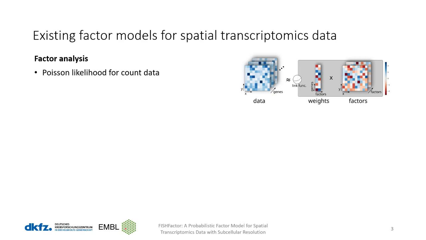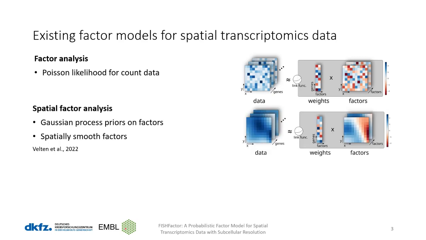This is, however, not necessarily appropriate for spatial data, because, for example, gene expression profiles are expected to be more similar at points that are close than at points that are far apart. It has therefore been suggested to replace the univariate priors on factors with Gaussian process priors to model spatial covariation and obtain spatially smooth factors.